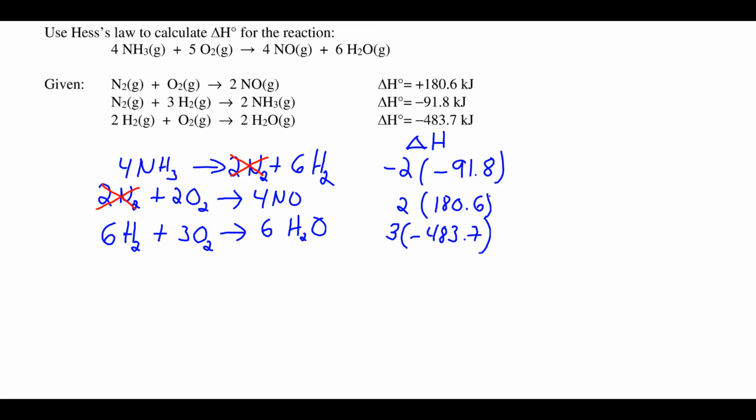All right, so let's see where we are here. The third equation times 3 has been added. We can see hydrogen cancels out, the 6 hydrogens, and we have 3 O2s plus 2 O2s. That gives us 5 O2s. I think we're done. So let's add these manipulated equations together and see what our net equation looks like.